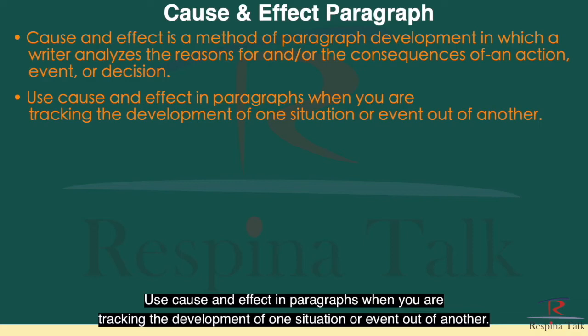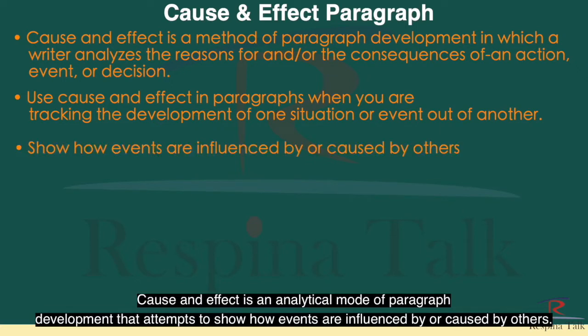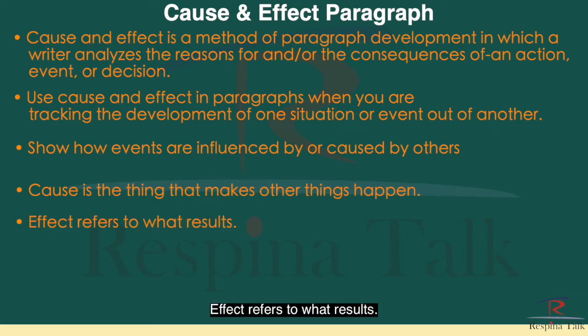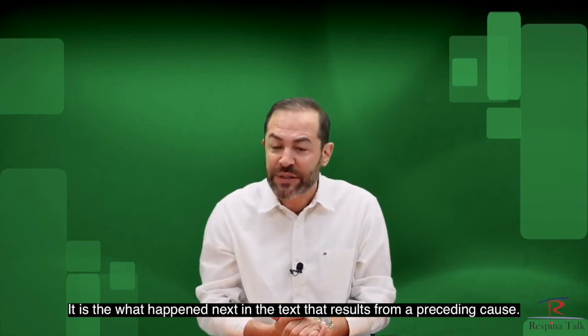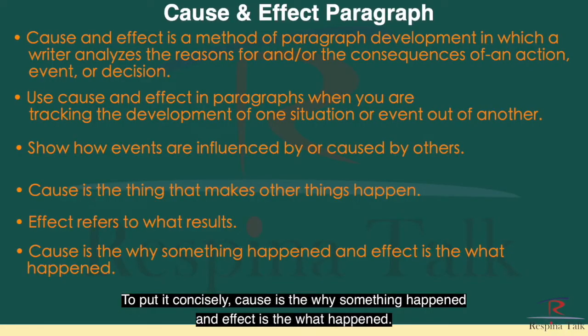Use cause and effect in paragraphs when you're tracking the development of one situation or event out of another. Cause and effect is an analytical mode of paragraph development that attempts to show how events are influenced by or caused by others. In essence, the cause is the thing that makes other things happen. Effect refers to what results. It is the what happened next in the text that results from a preceding cause. To put it concisely, cause is the why something happened, and effect is the what happened.